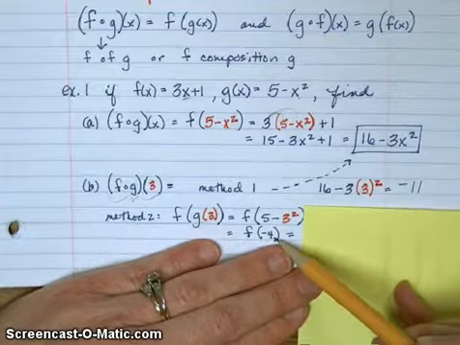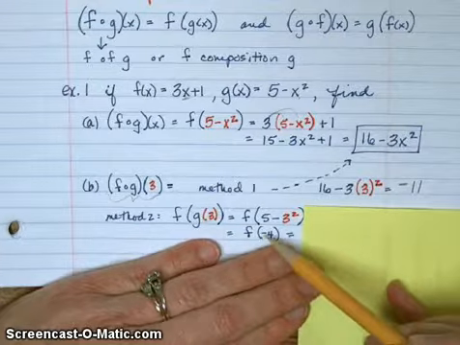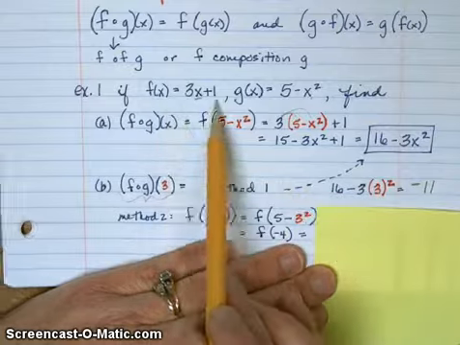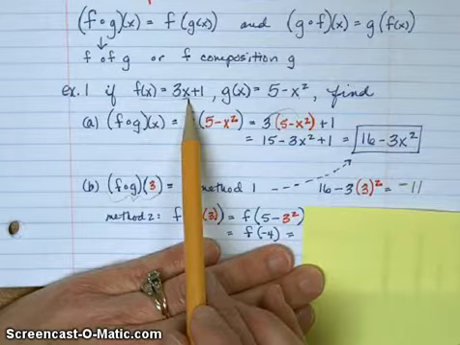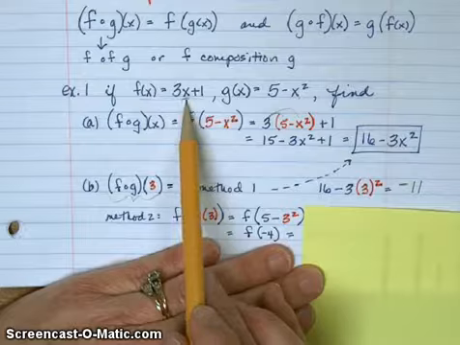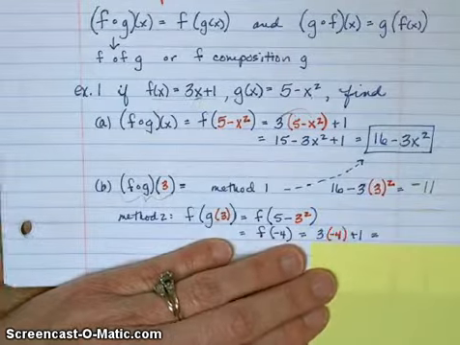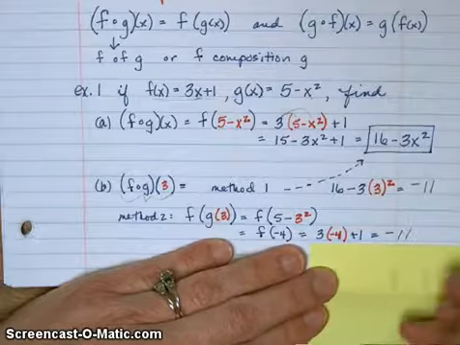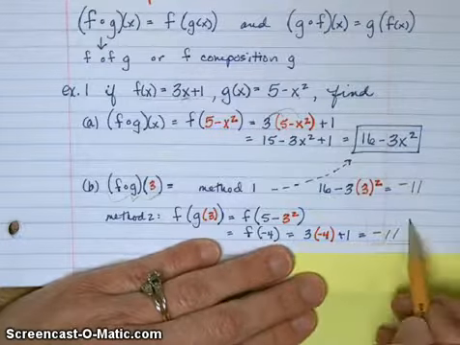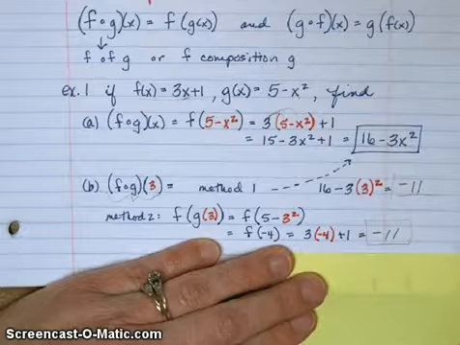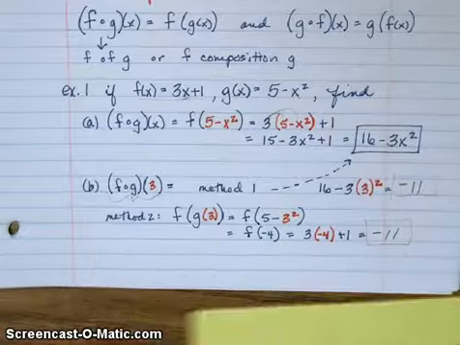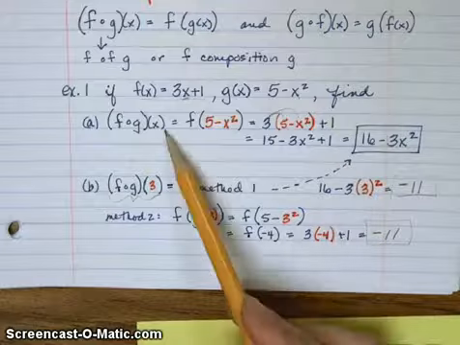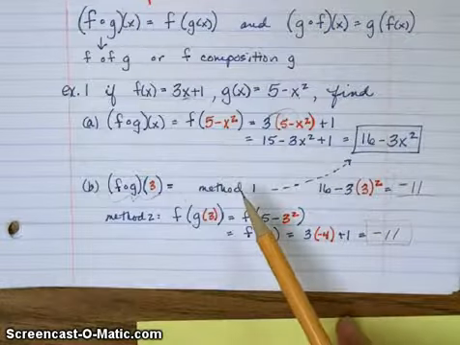The function f at negative 4 means I go back to function f and I plug in negative 4. So I have 3 times negative 4 plus 1, and that gives me negative 12 plus 1. Oh, look, it's also negative 11. So that's good, right? We did it two ways, we got the same answer. You can evaluate it either way, but method 1 is easier if you've already done the composition. Let's look at another example.